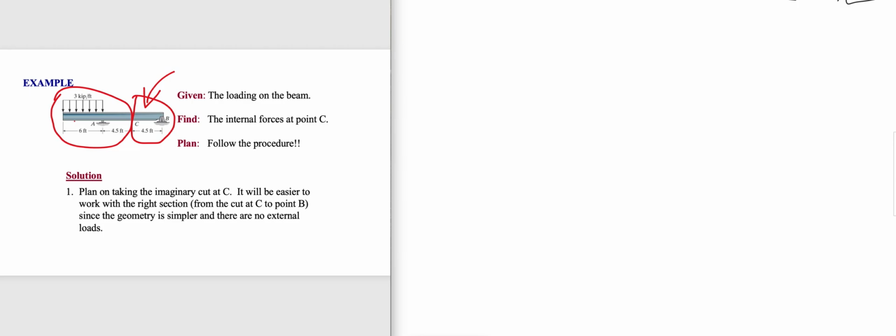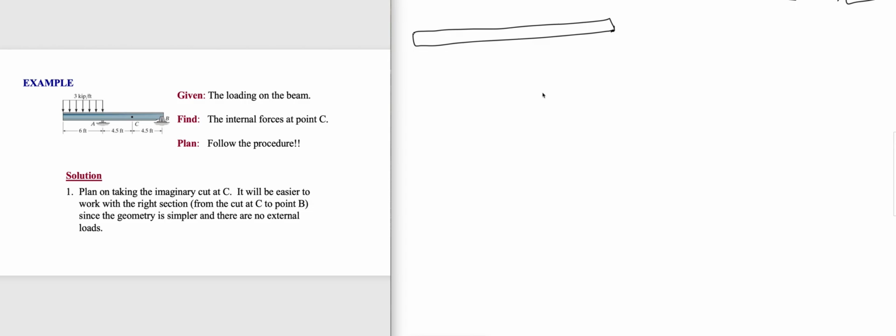So according to the steps, what did I ask you to do? If you consider the right piece, you have to calculate the support reactions present in that piece. That means I'm asking you to calculate what is Bx and By, right? So to do that, I have to draw the free body diagram of the given loading, given problem.